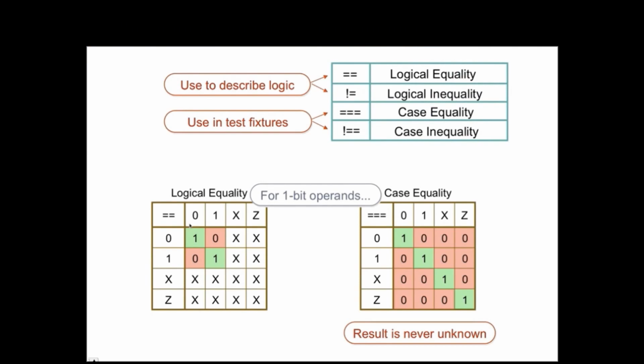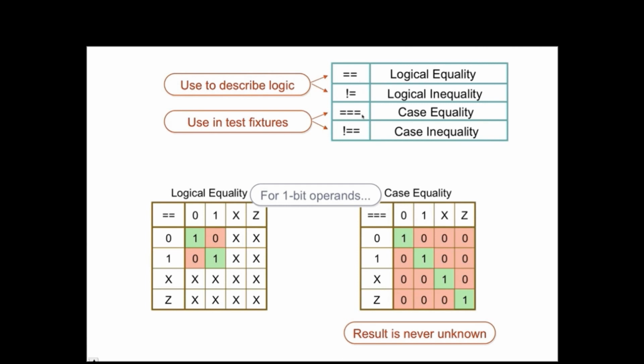The next mistake I want to talk about is the equality operators. If you look at the different equality operators in SystemVerilog, there's the double equals, the exclamation point equal. The double equals is logical equality, the other one is inequality, not equals. And then there's also triple versions of these.